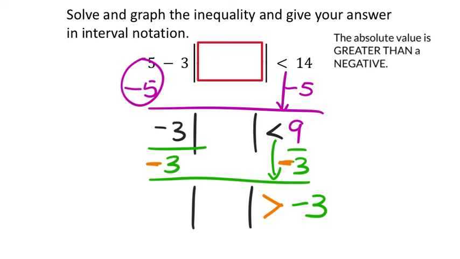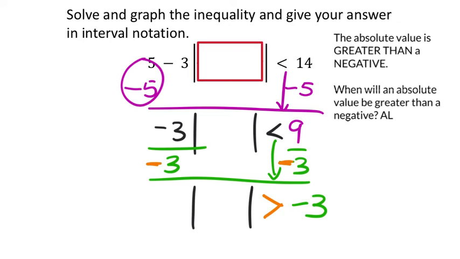Okay, so I'm going to reword the question here. When will an absolute value be greater than a negative? And the answer to that is always. It will always be, because absolute values are always going to come out as positive.